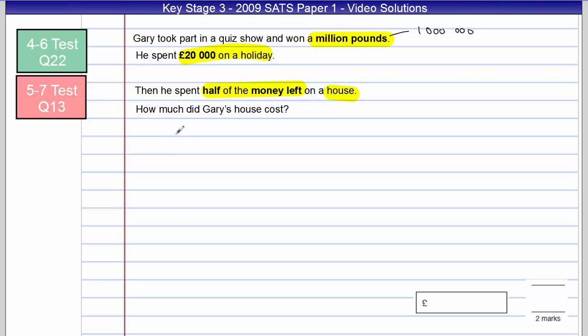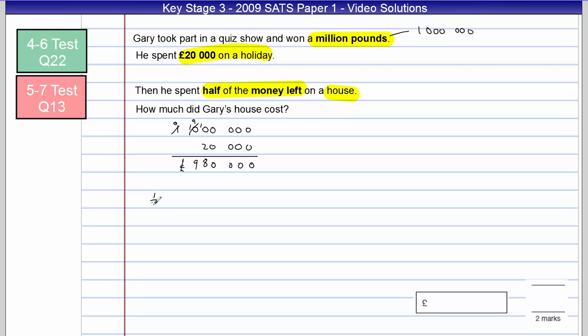So if we take away the money he spent on a holiday, we can do that as a column sum to make sure we don't make any mistakes. We can't do naught take 2 here, so we're going to have to borrow from all the way over here and then borrow again. So we get £980,000. Then he spent half of the money left on a house.